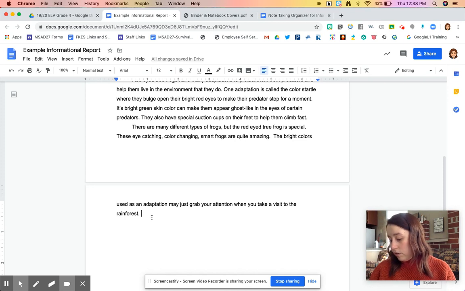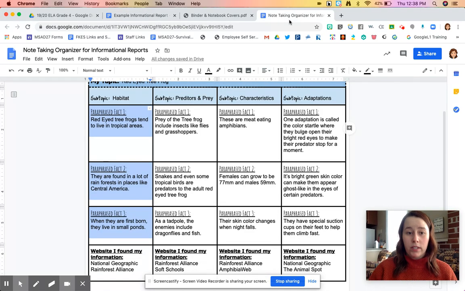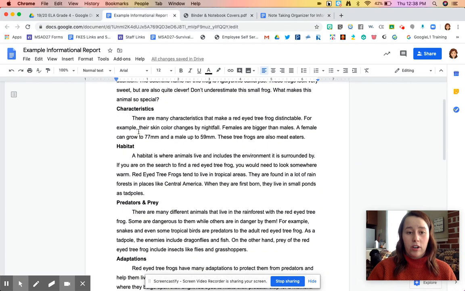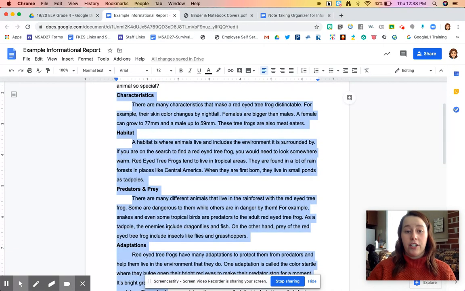So what you are doing today is drafting out your informational report. Make sure you start off with opening your note-taking organizer and then starting by writing out your subtopics and then adding your introduction and a conclusion.